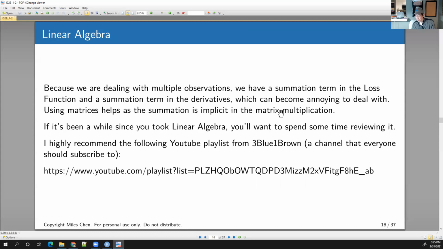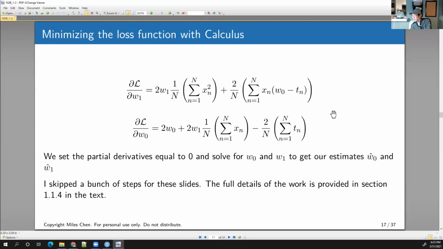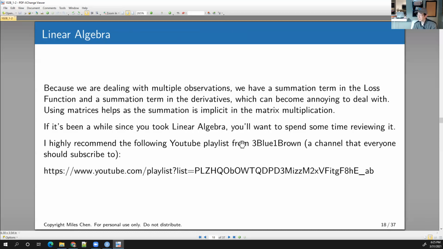Because we're dealing with multiple observations, having this summation term here, all right, these summation terms in the loss function and here, they can be annoying to deal with, right? When you're dealing with summation terms, sometimes you can just move the summation term around, and other times you're like, oh, it's attached to the x, and so then I can't mess around with it.